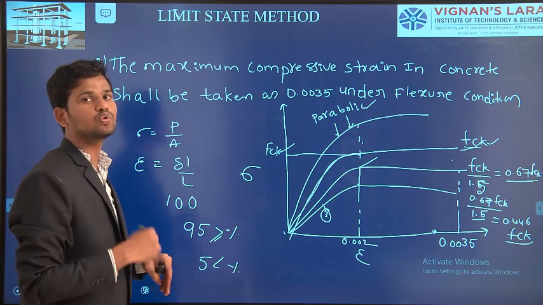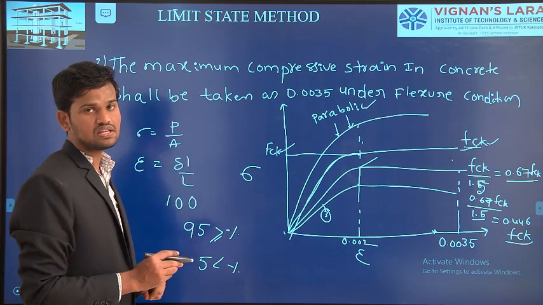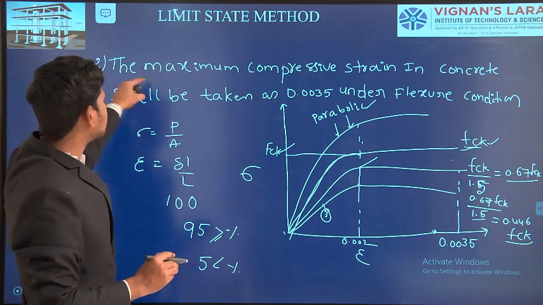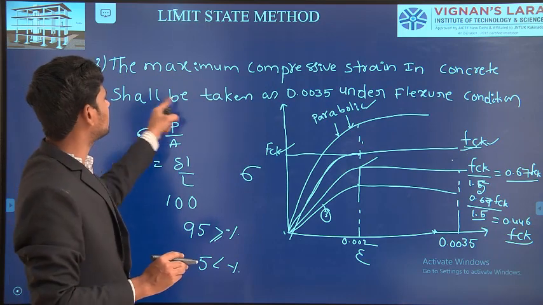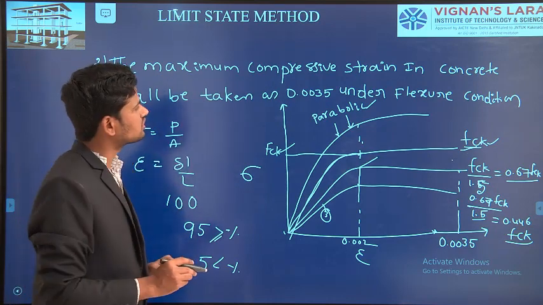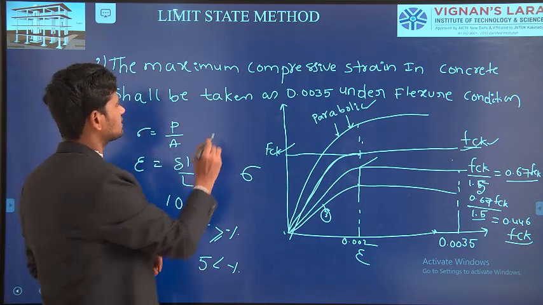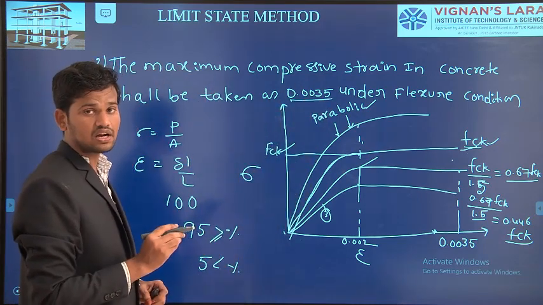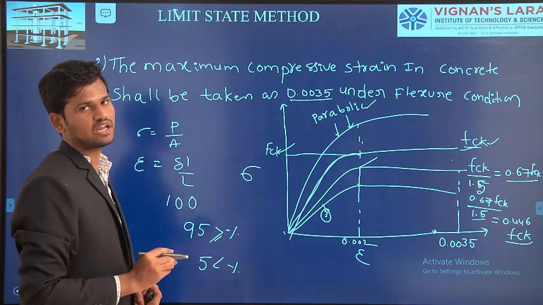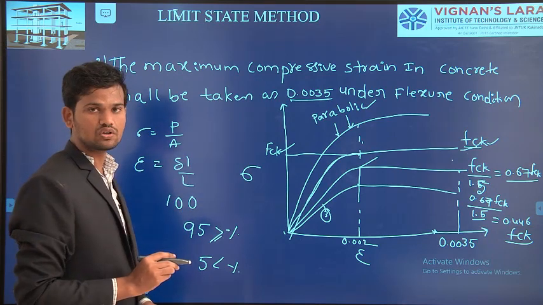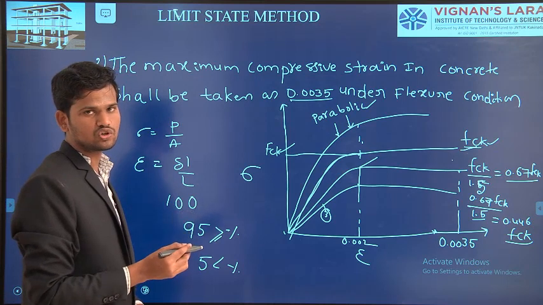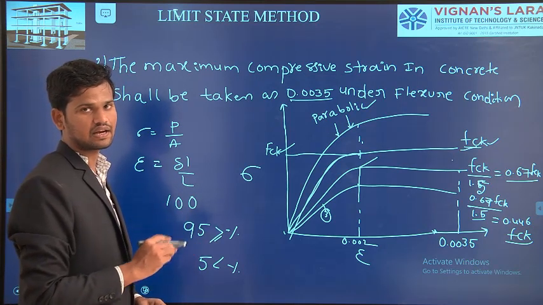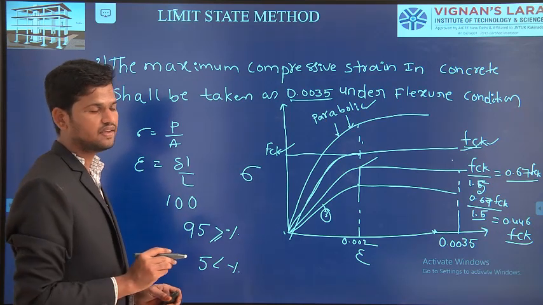Why? Because of the various types of conditions of the structural member. This is how we say the maximum compressive strain in concrete shall be taken as 0.0035 under flexural condition, where 0.0035 is most important. Above 0.0035, if the strain goes beyond this, the concrete cannot take any load and it will immediately fail.